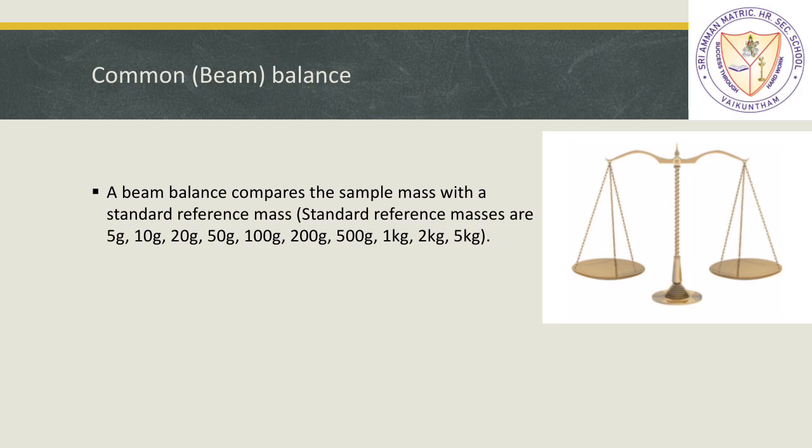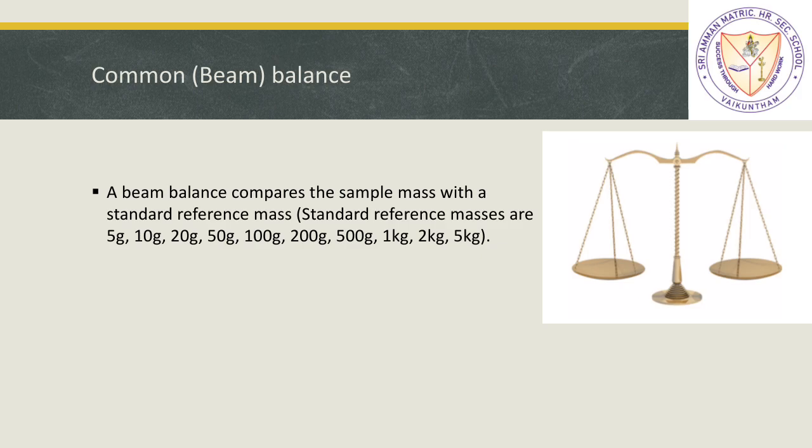So those stones will be kept on one side of this balance, and on the other side we put what we actually want, like tomatoes, or potatoes, or sugar, all those things, right? What we want to buy. So actually what we are doing is comparing the sample mass.